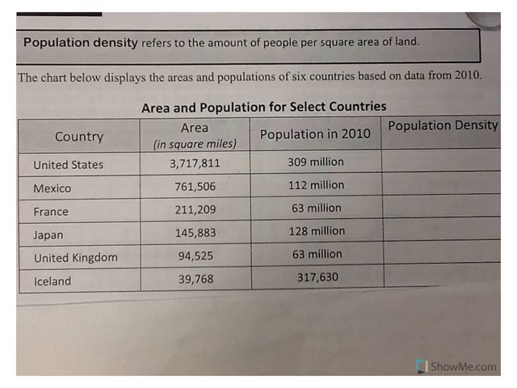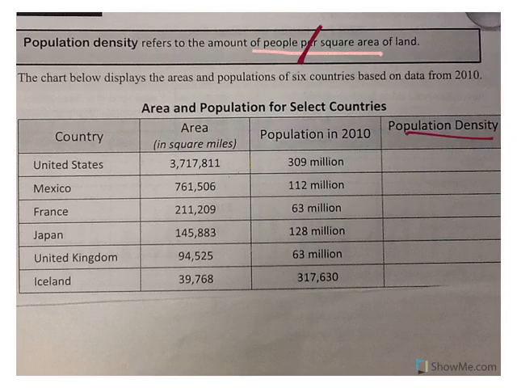All right, population density. If you see at the top, you see the definition: people per square area of land. Again, remember the word "per" is fraction bar. So we're going to do the United States and find the population density together.